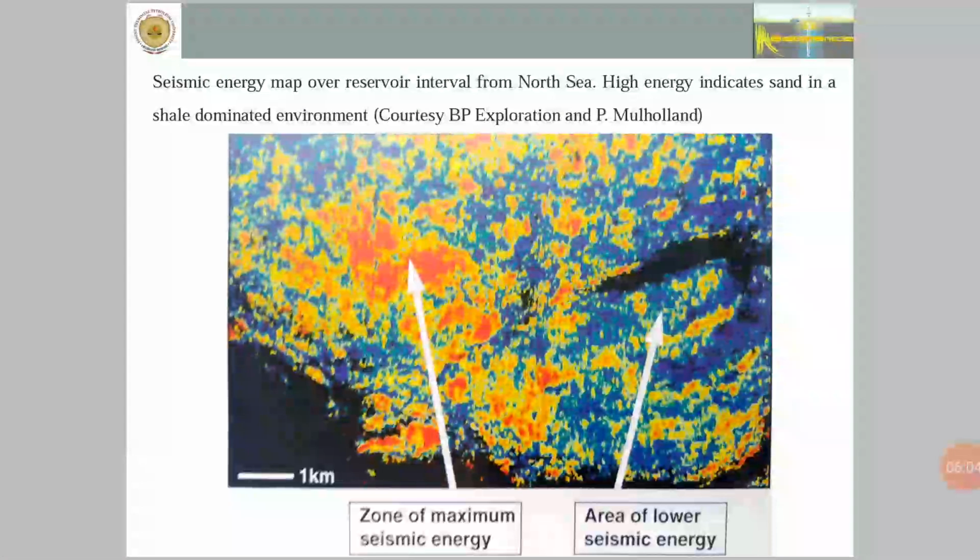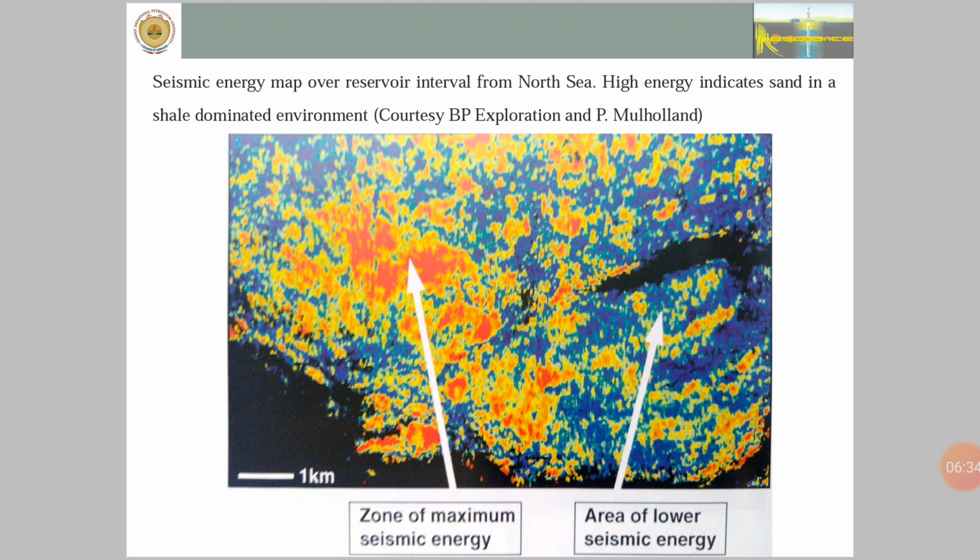We go to the next slide, in which we have tried to understand the seismic energy over the reservoir interval from the North Sea. High energy indicates sand in a shale dominated environment. Look at the warm colors, that is in red. The warm color shows the zone of maximum seismic energy, whereas the cool color shows the area of lower seismic energy.